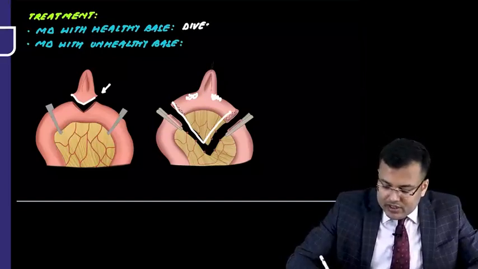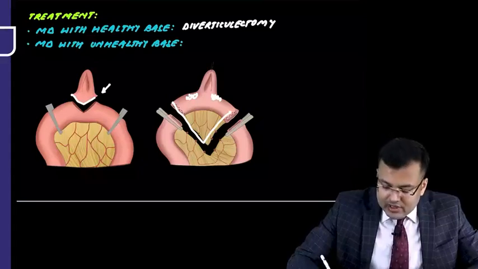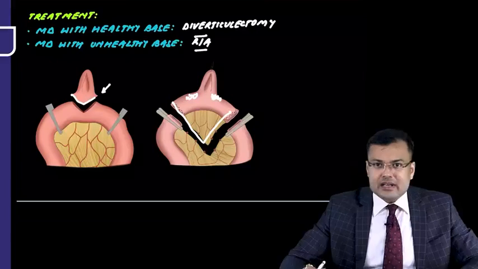So in Meckel's diverticulum with a healthy base, we just excise the diverticulum. We perform diverticulectomy. And if there is an unhealthy base, we go for resection and anastomosis, RA.